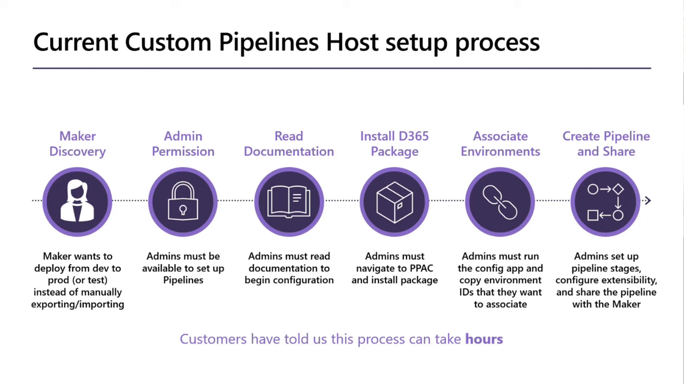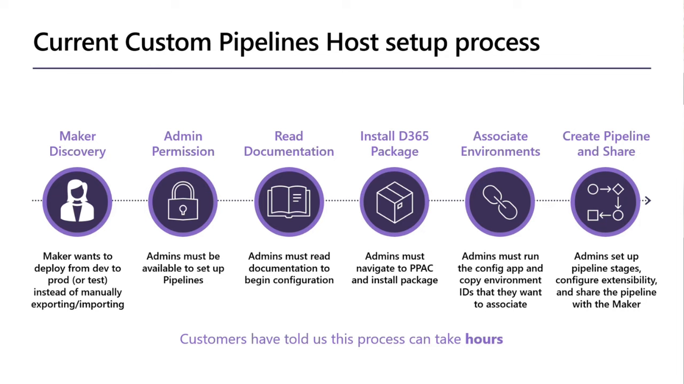Let's say in this canonical scenario, we have a maker who wants to deploy from dev to prod or dev to test instead of manually exporting and importing the solutions. In order to get pipelines all set up for them, if they're not set up at all, they would have to ask an admin for permission, and the admin would then have to take the initiative to read documentation, install the D365 package, which is Power Platform Pipelines, in PPAC, and then once that's installed, run the model-driven app that we have for configuration and copy the environment IDs that they want to associate with pipelines.